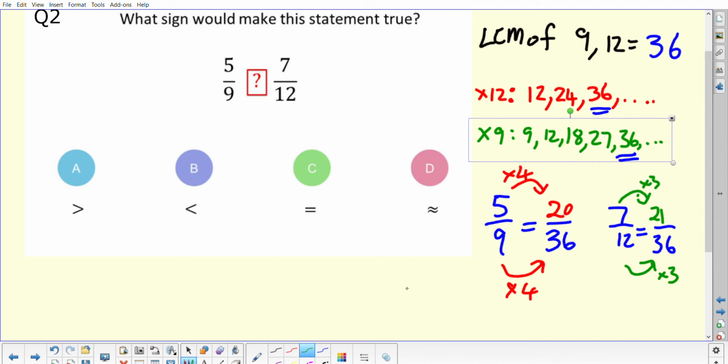two fractions, and you can see that actually the 5/9 is only 20 out of 36, whereas 7/12 is 21 out of 36, so it's the bigger one. So the 5/9 being the smaller fraction means that the symbol that would go between them would be the less than symbol, which would be symbol B.